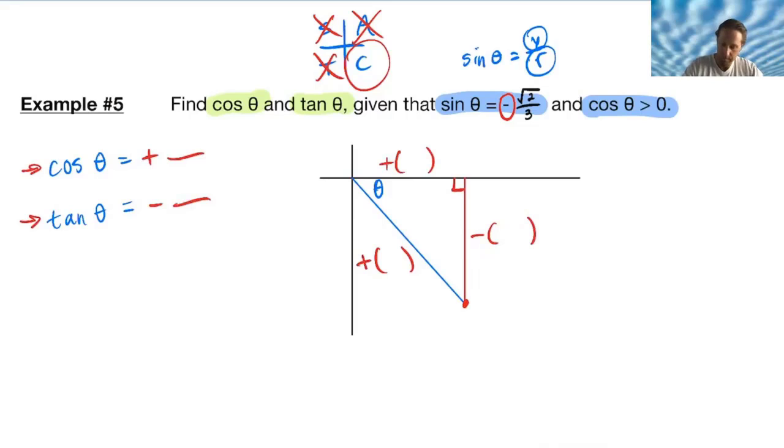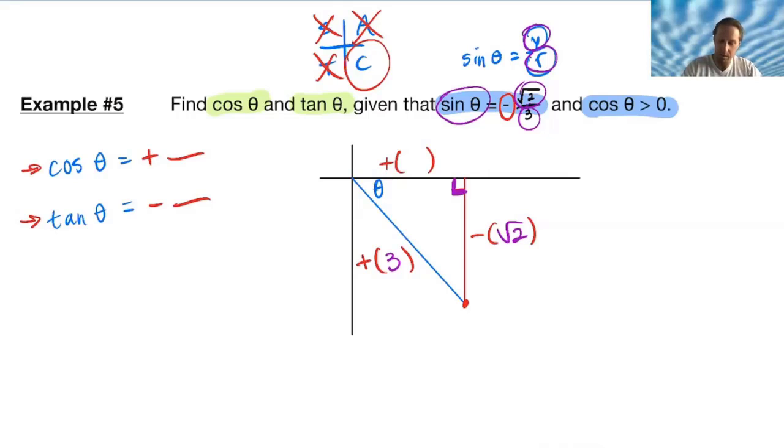So one more time, they gave me sine, which I know is the y over the r. So my y value would be the negative square root of 2, and the r would be 3. And as long as we know 2 out of our 3 parts of our triangle, we can find the third by using what? Because it's a right triangle, we can use, hopefully you said, the Pythagorean theorem. Now be careful.